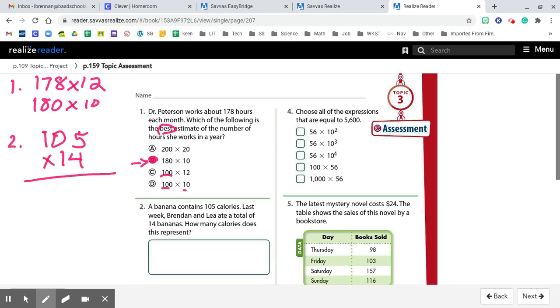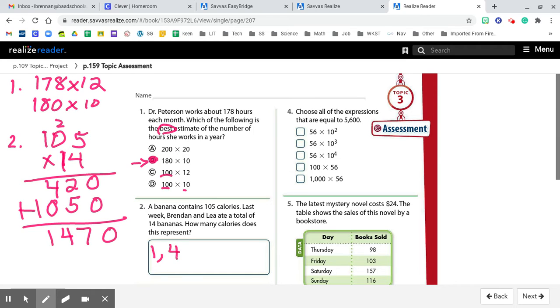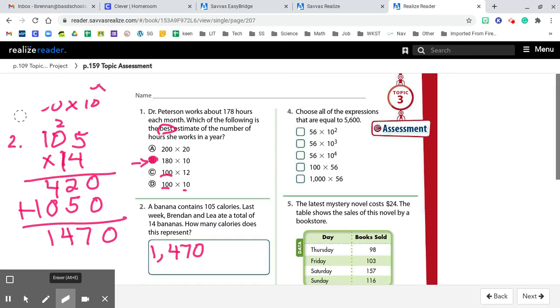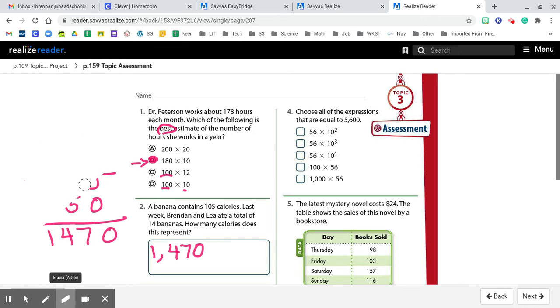Distributive property, 5 times 4 is 20, carry the 2. 4 times 0 is 0, plus 2. 4 times 1 is 4. And now we have to distribute that 1 of 14, which is actually a 10. So 1 times 5 is 5. 1 times 0 is 0. 1 times 1 is 1. And when we add it together, we get 1,470. So that was looking for an actual answer, not a rounded answer.